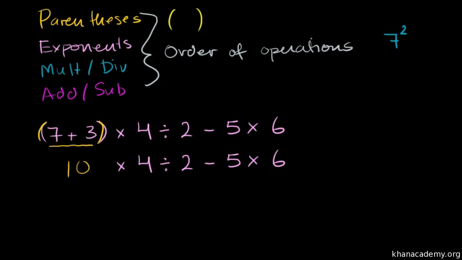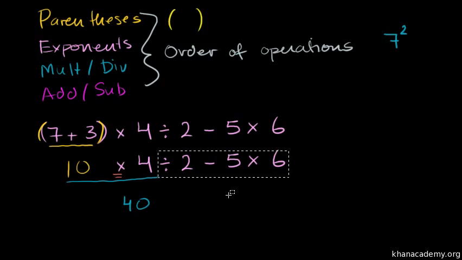So let's figure out what this is. So we'll do this multiplication first. We could simultaneously do this multiplication because it's not going to change things. But I'll do things one step at a time. So the next step we're going to do is this 10 times 4. 10 times 4 is 40. Then you have 40 divided by 2.